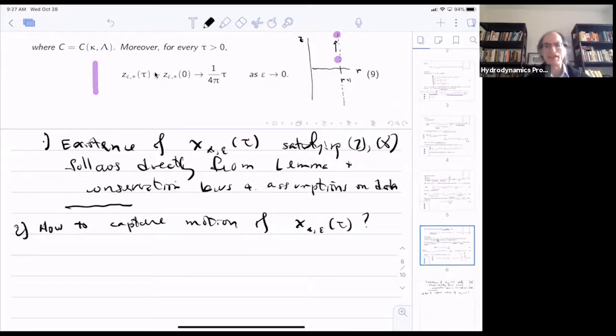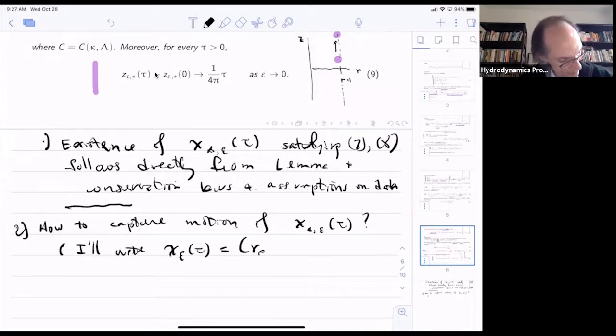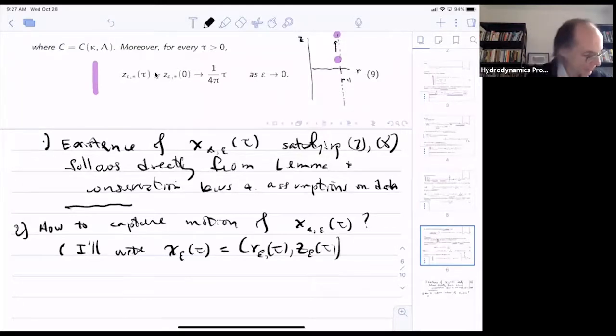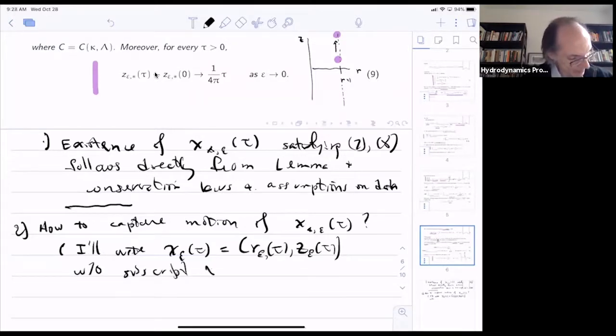You know, I shouldn't write these subscript stars because I just make an unreadable mess. And so I'll just write x epsilon without the subscript. The unreadable mess.